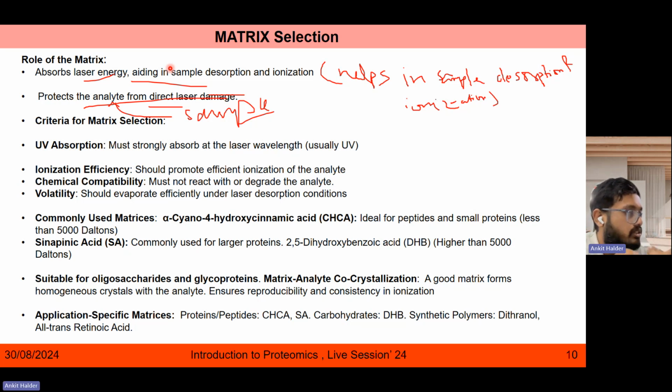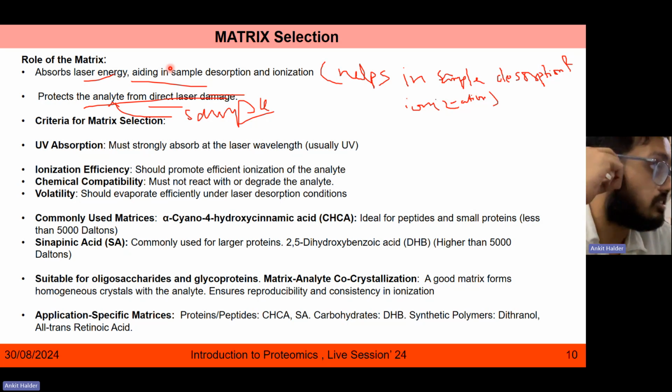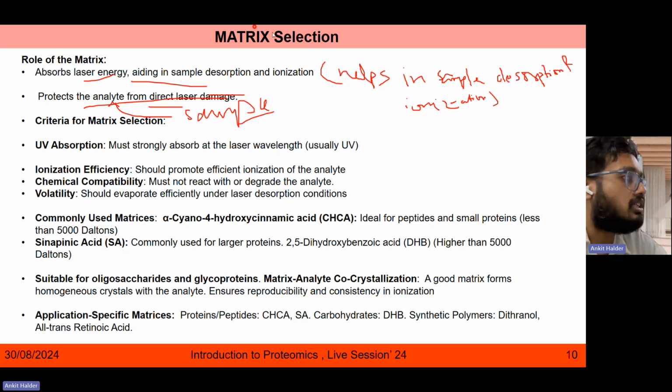Second thing is that for oligosaccharides and glycoproteins, a suitable matrix forms homogeneous crystals. There should be reproducibility and consistency in ionization. And we can have application specific matrices as well, like picolinic acid for nucleotides and other things. So there will be different types of matrices. The primary role is to absorb and to provide efficient ionization without degradation.